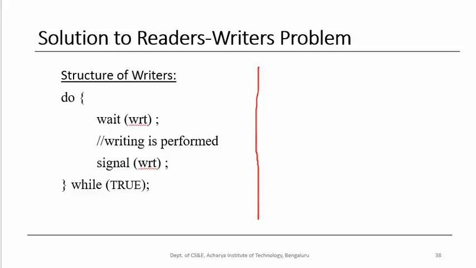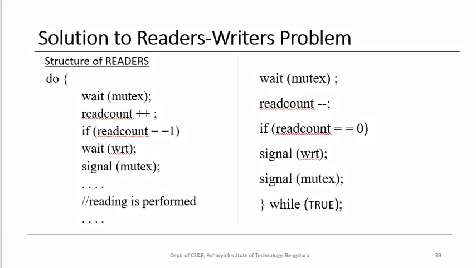Okay, now let me proceed and look at the structure of the reader process. You have to carefully observe the structure of the reader process, which is quite complex compared to the structure of the writer process. Let me go to the next slide. Okay, see here, this is the structure of the reader process. Here every reader uses this semaphore mutex. As I told you earlier, this mutex is initialized to 1.